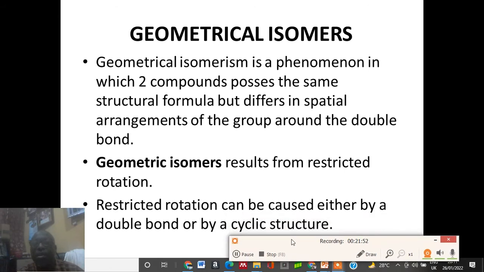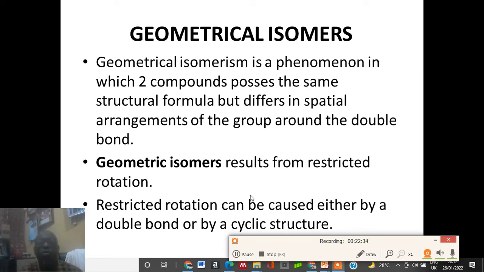Now, with that, we rest our case for the meantime on enantiomers. You remember when we were discussing the types of isomers, we said isomers have 2 types: the constitutional isomers and the stereoisomers. The stereoisomers have some division, the conformational isomers and the configurational isomers. And the configurational isomers also have 2 types: the enantiomers and the geometrical isomers.